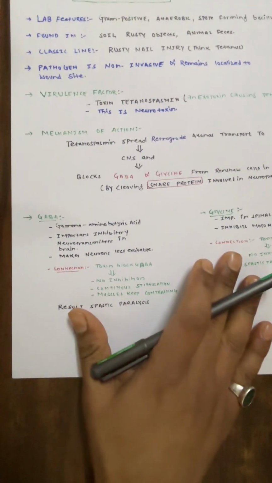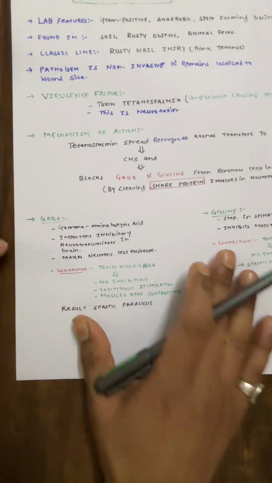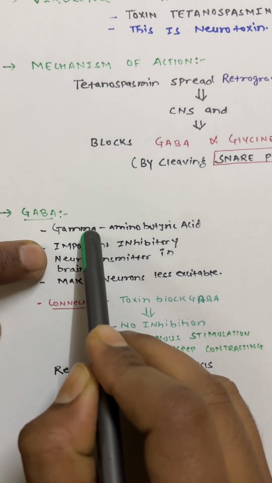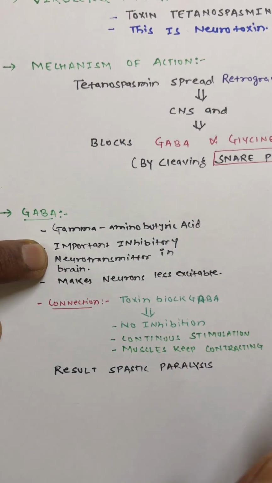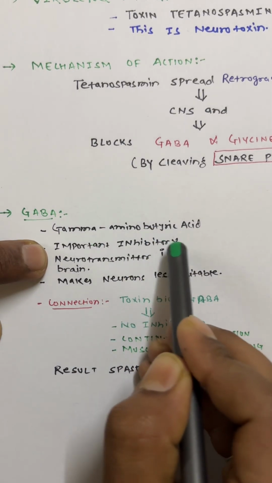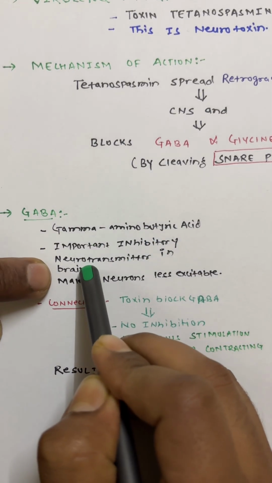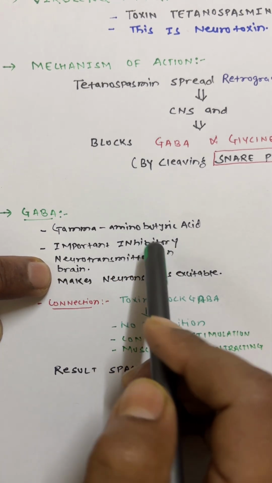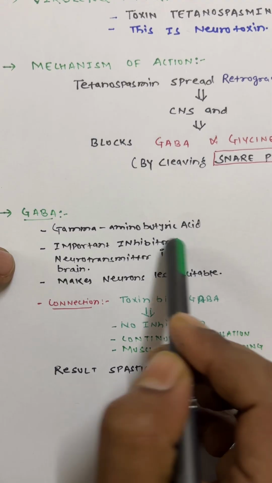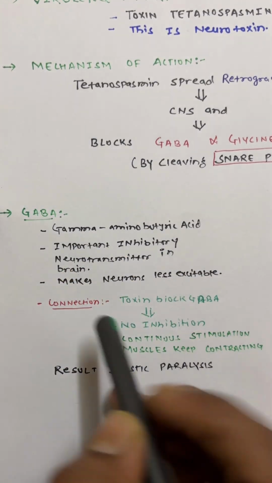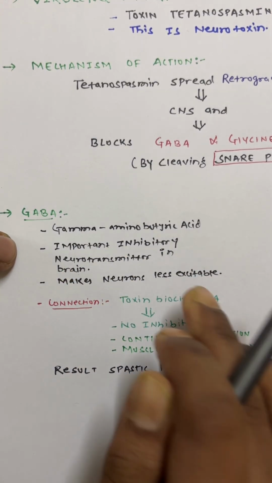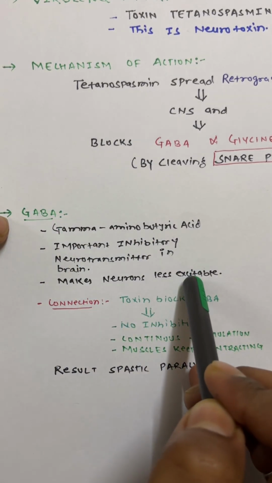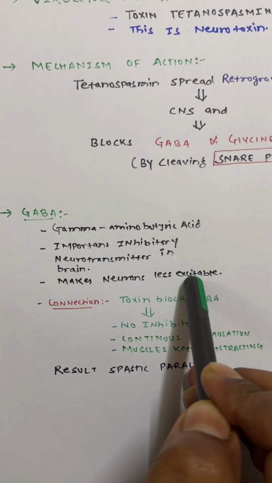Now let's talk first about GABA, then glycine. GABA is gamma aminobutyric acid, an important inhibitory neurotransmitter in the brain. The main activity of GABA is to inhibit any overactivity, making the neuron less excitable. If the neuron starts becoming more excitable, GABA stops it.